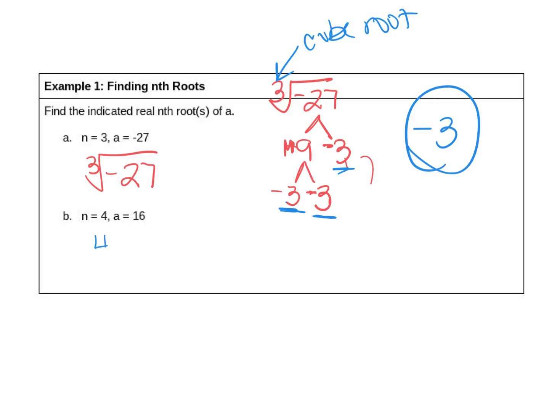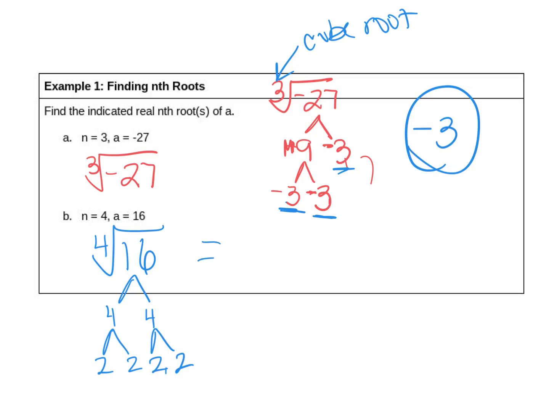Let's do this one. This one's the fourth root of 16. So, 4 roots. So let's split it up. 16 can split into 4 and 4. 4 can be 2 and 2. Okay, so let's kind of test it. 2 times 2 is 4. 4 times 2 is 8. 8 times 2 is 16. So one answer is 2.